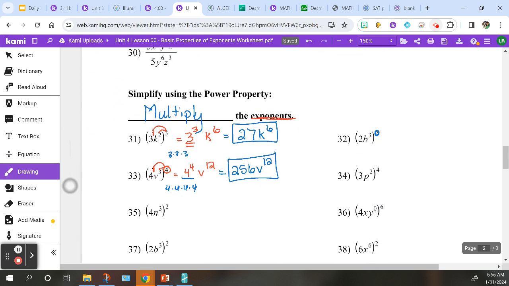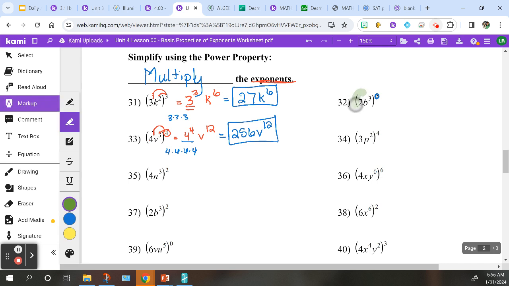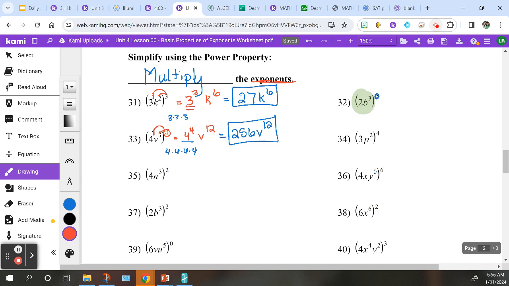So right now, we have a 2b to the 3rd, and this whole thing is being raised to the 0 power. So I don't really have any work to do. I know the answer is 1, and I'm done. Okay? Now, that is not the same as number 36. Okay? Number 36, we would do just like we did numbers 31 and 33.